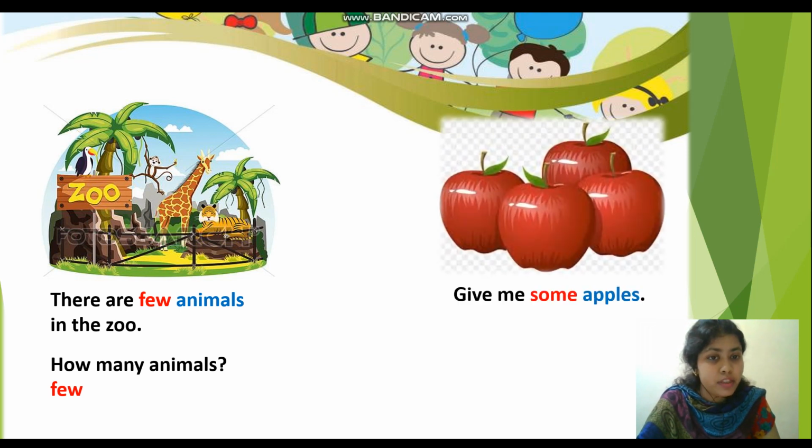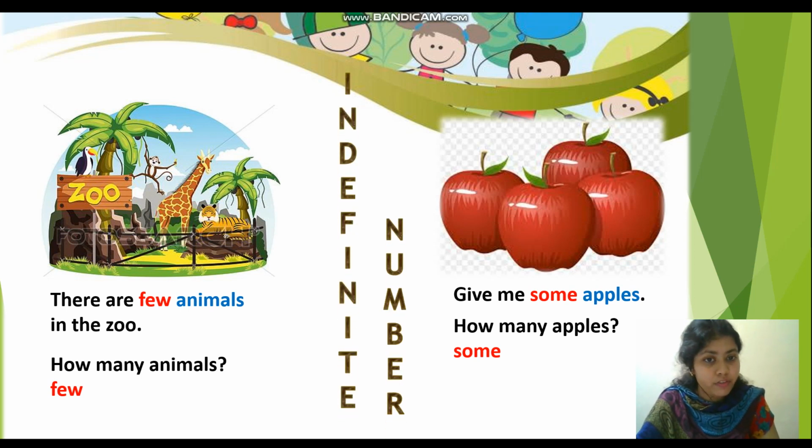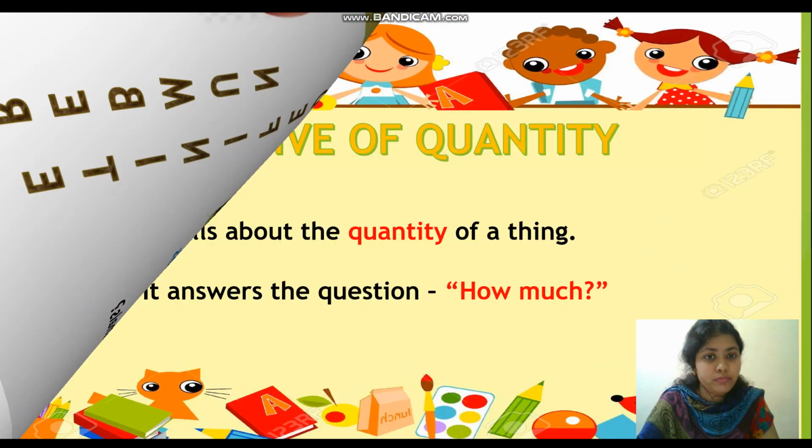Let us see the second example. Give me some apples. Again children, here you can see the word in blue, apples, is a noun and the word some is coming before apples and it is an adjective of number. Why? Because when we are asking the question how many apples, we are getting the answer some. Again, I have told you about definite number when we are having the exact numbers. But here we are not having the exact numbers. So therefore, these words few and some are called indefinite number. Fine children, let's move further.